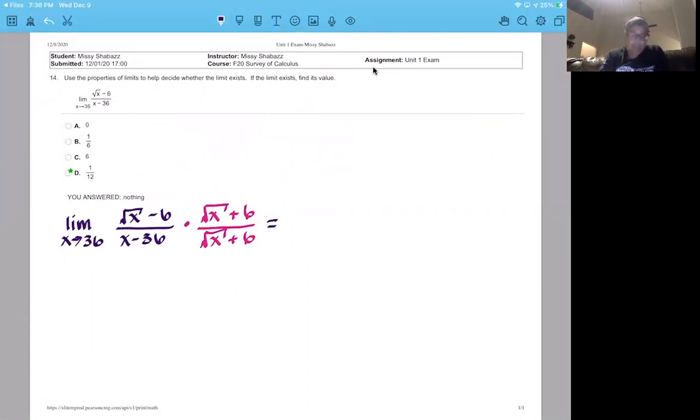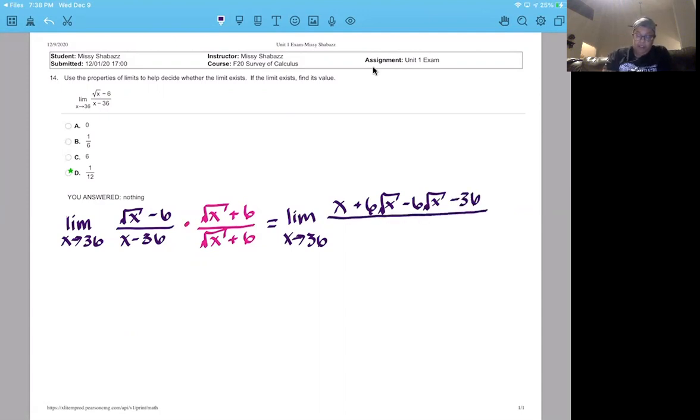If I multiply the square root of x times the square root of x, I get x. If I multiply square root of x times 6, I get 6 square root of x. If I multiply -6 times square root of x, I get -6 square root of x. And if I multiply -6 times +6, I get -36. And like I said, I am not going to multiply the denominator out. So I have x minus 36 times the square root of x plus 6.